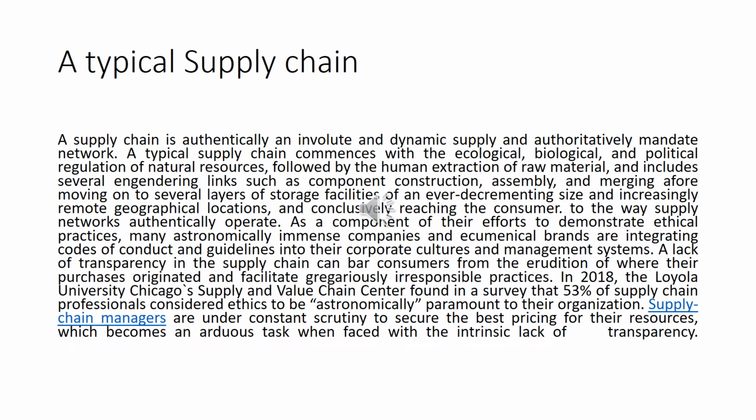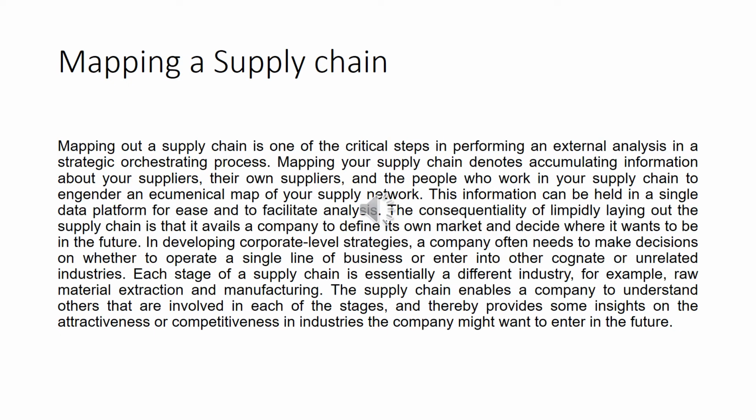Supply chain managers are under constant scrutiny to secure the best pricing for their resources, which becomes an arduous task when faced with the intrinsic lack of transparency. Mapping out a supply chain is one of the critical steps in performing an external analysis in a strategic orchestrating process. Mapping your supply chain denotes accumulating information about your suppliers, their own suppliers, and the people who work in your supply chain to engender an ecumenical map of your supply network. This information can be held in a single data platform for ease and to facilitate analysis.